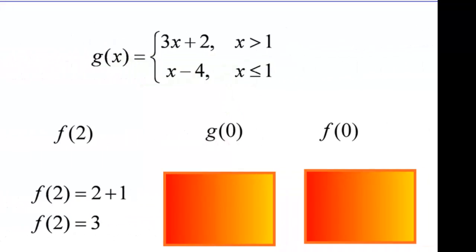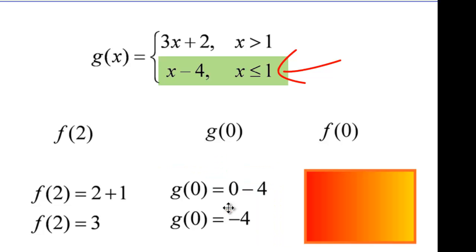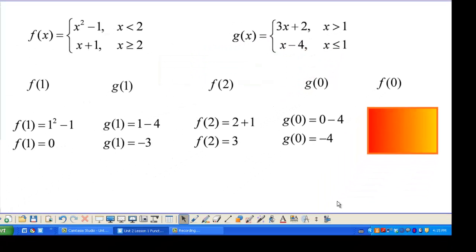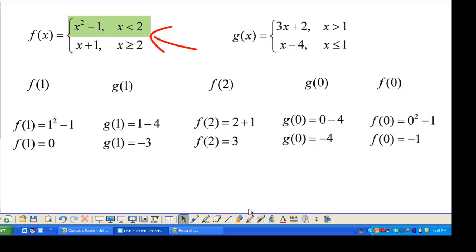G of 0, I have to go back to the g function. 0 is less than 1, so that means I continue to use the bottom piece. So 0 minus 4 gives me negative 4. And when I want to find f of 0, I have to go back to the f function. I notice that 0 is an input that is less than 2, so I have to use the top piece. So 0 squared minus 1 is negative 1. When you're doing a piecewise defined function, it is still a function. For each input, you should get one output. You just have to figure out what piece you should use.